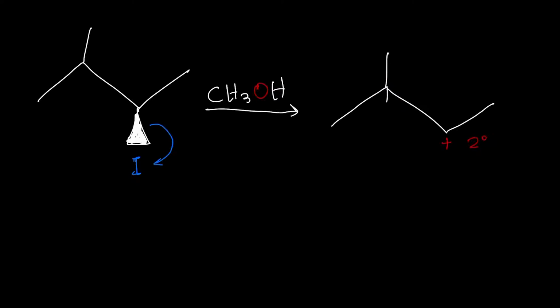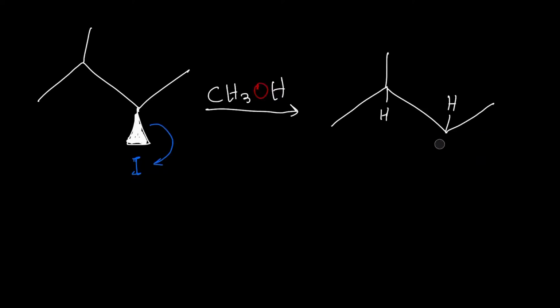So in this situation, I'm going to draw all the invisible hydrogens. The hydrogen here is actually going to move to this area along with its electrons, and the positive charge is going to move to the tertiary carbon. So whenever you see the leaving group on a secondary carbon that is next to a tertiary carbon, the positive charge is always going to move to the tertiary carbon if you're going to have an SN1 reaction.